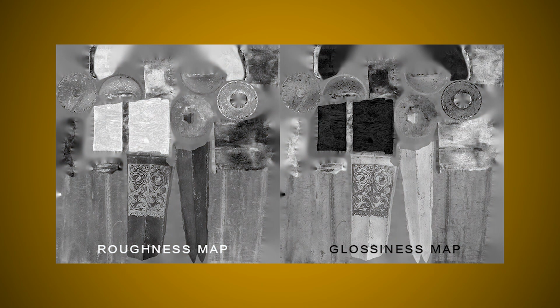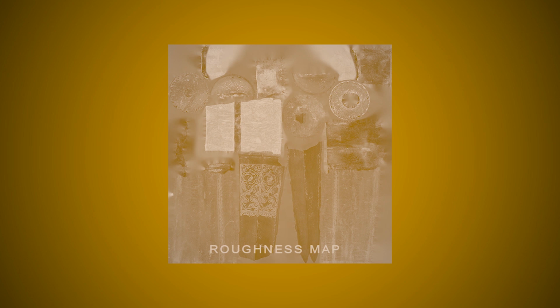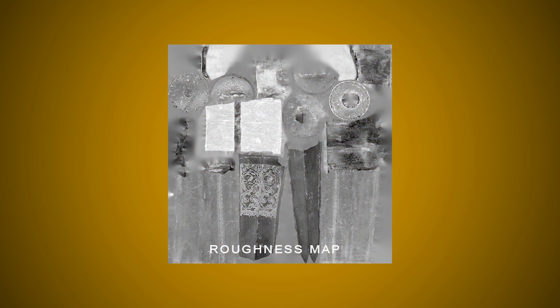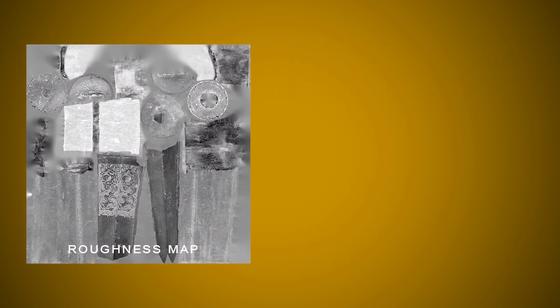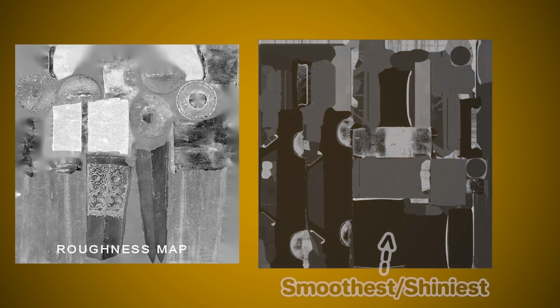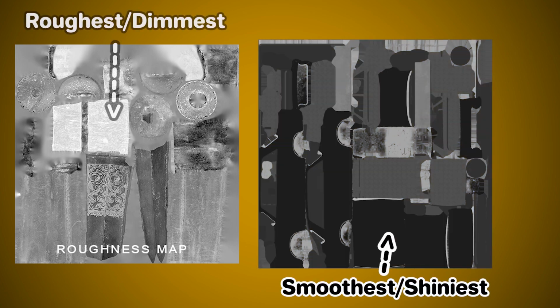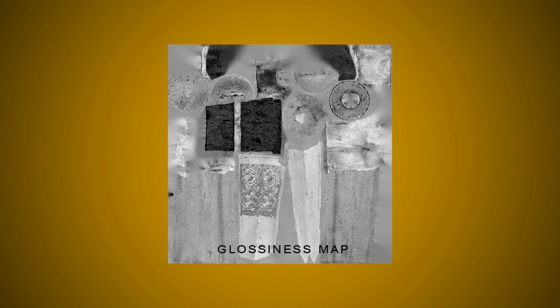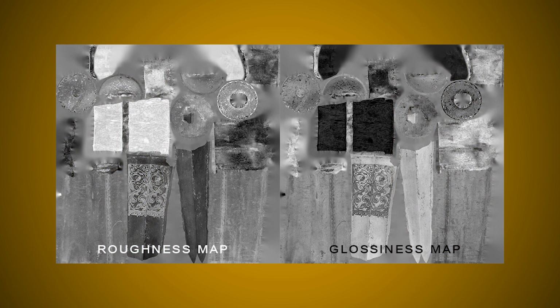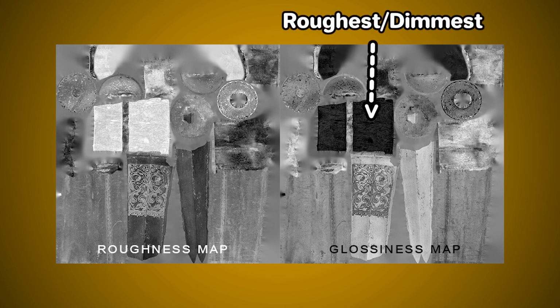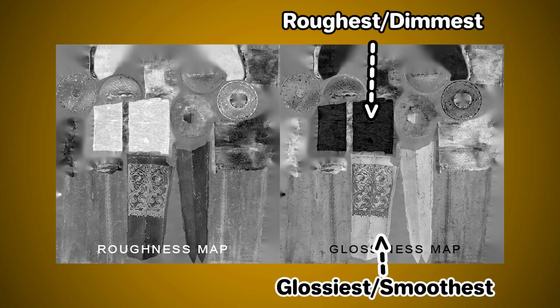Moving on to roughness and glossiness maps. A roughness texture map is a grayscale map that is used to describe the surface irregularities, with black color being the smoothest or shiniest, and the white color being the roughest or dimmest. A glossiness texture map is a grayscale map that is similar to the roughness map. However, it is the inverse of a roughness map, where the black color is the roughest or dimmest, and the white color is the glossiest or smoothest.